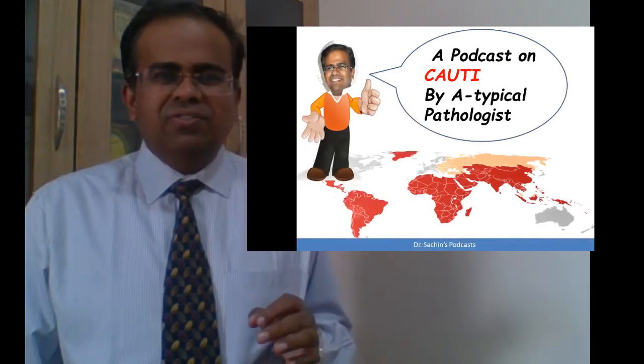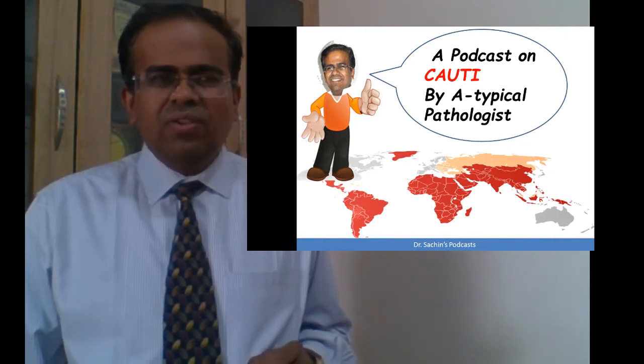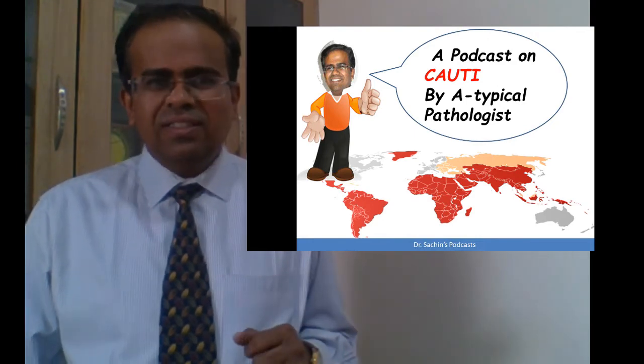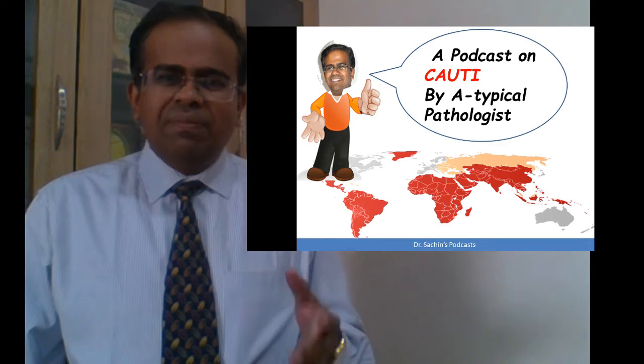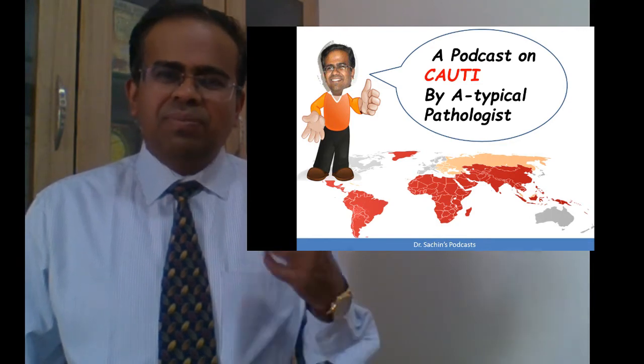In this podcast, we are going to discuss in brief pathogenesis of CAUTI. What are the risk factors involved in development of CAUTI? What are the core prevention strategies that we can employ to reduce our CAUTI rates? And what metrics can we measure or what numbers can we monitor so that we can compare what is happening at our institution with the published literature?